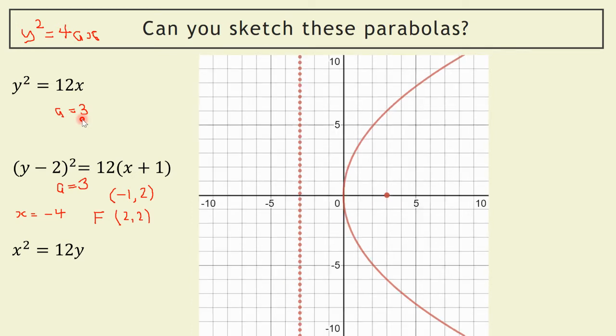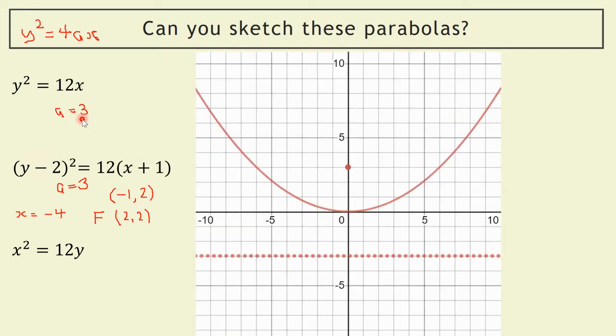So what we had previously was this. What you should have now, swapping the x and the y, is this. Our focal distance is 3. Our focus is now at 0, 3. Our directrix is now y equals minus 3. And our vertex is still at the same point that it was before.